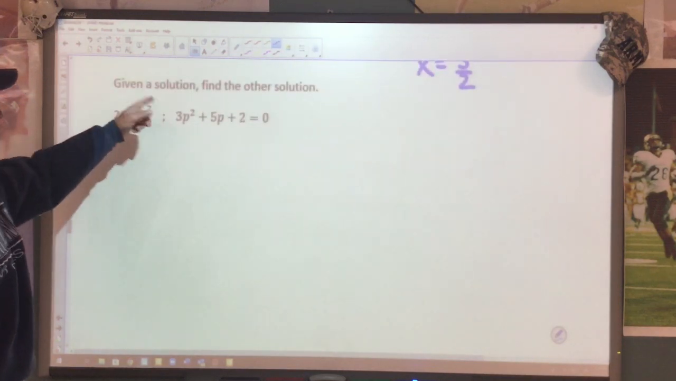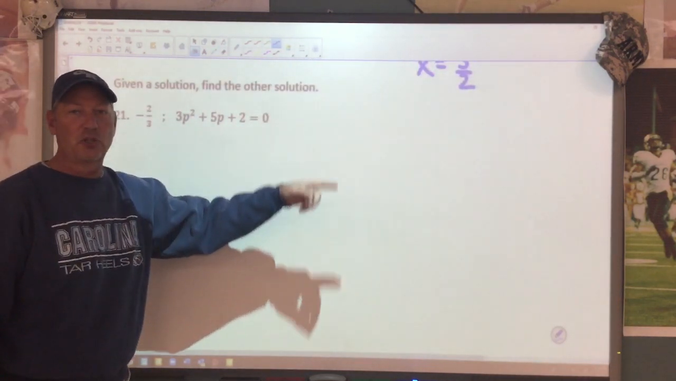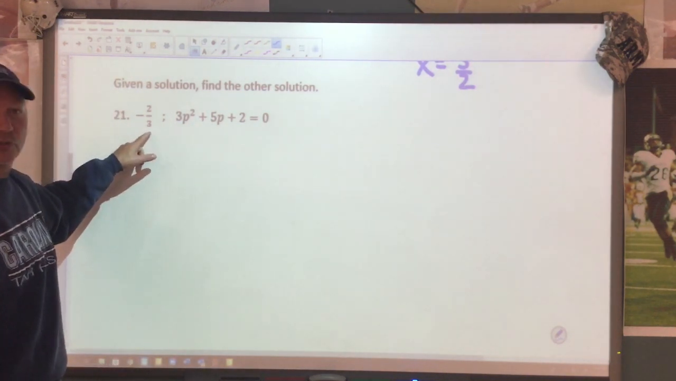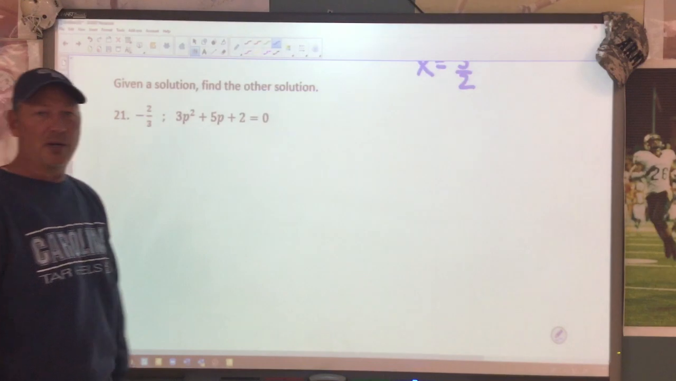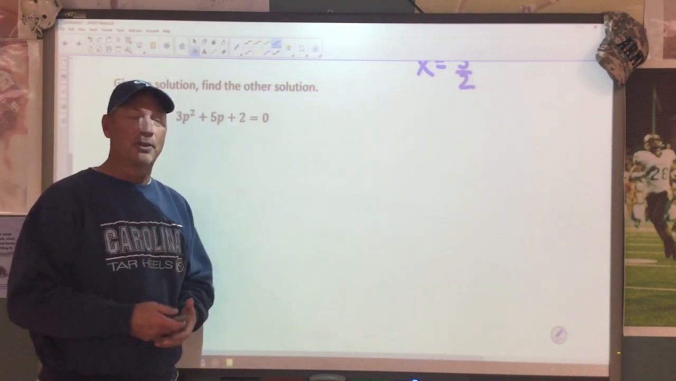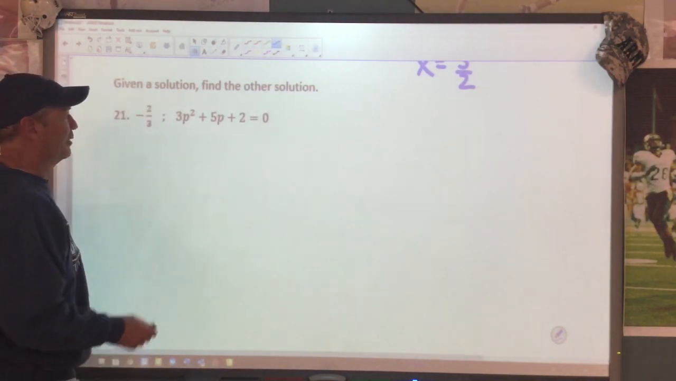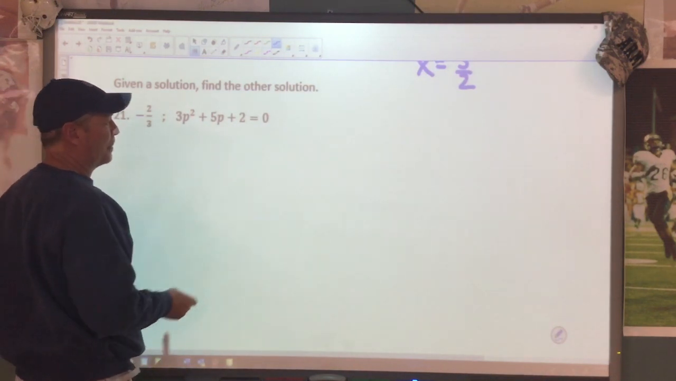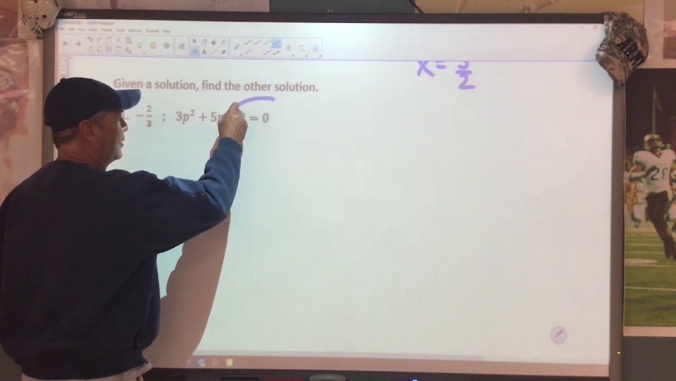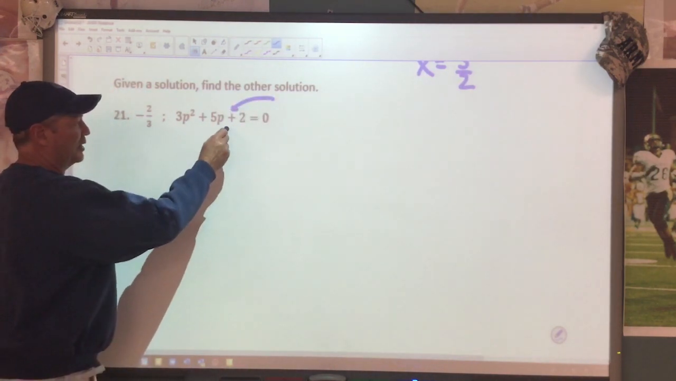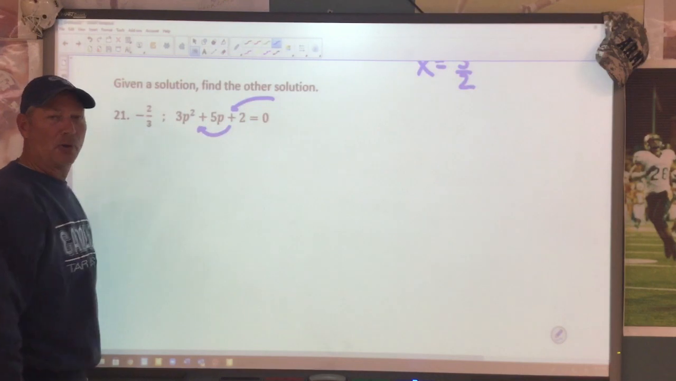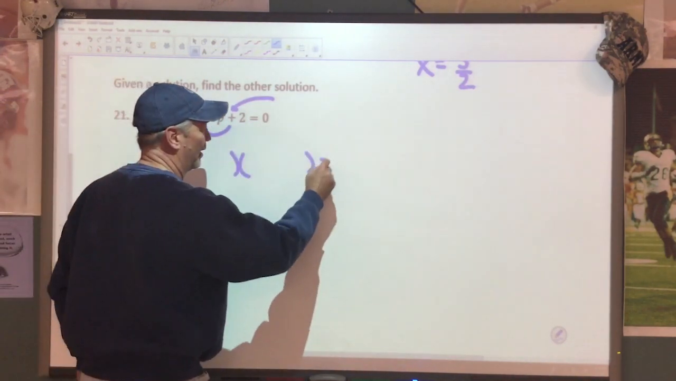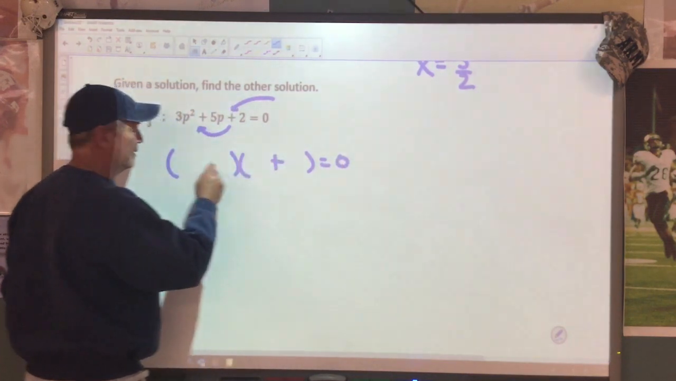It says, given a solution, find the other solution. So we're going to have to solve by factoring. We already know what one of our answers is going to be. We need to find the other factor or the other solution then. Okay, look what we have. We have 3p squared plus 5p plus 2. We're going to set up our parentheses. This says the signs are the same. They're going to both be pluses. So we're setting up our parentheses. They're both going to be plus signs.